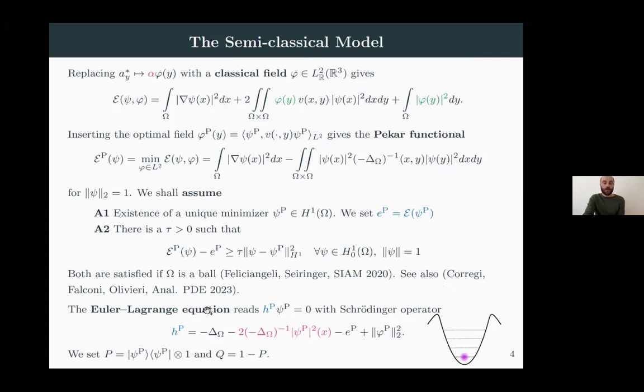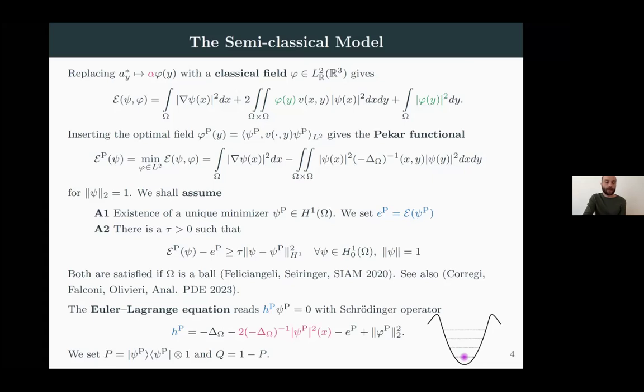Now, the Euler-Lagrange equation to this minimization problem reads as follows, where H_P is a Schrödinger-type operator with an external potential that's created by the classical field. So here the picture is that the electron is caught by its own polarization field and then sits in the lowest energy level of this Schrödinger operator. And for convenience here, I've subtracted a suitable energy so that the lowest eigenvalue of this operator H_P is indeed 0.